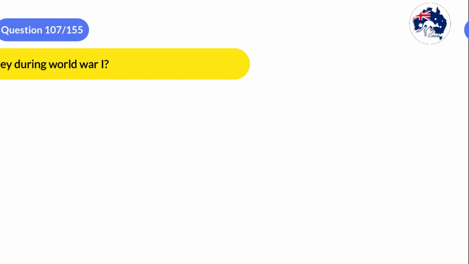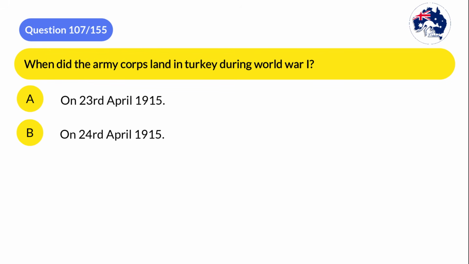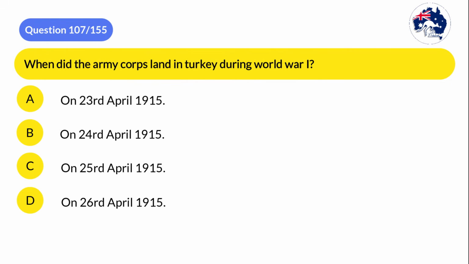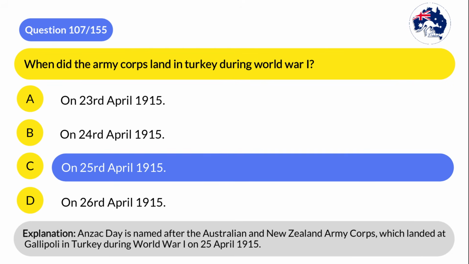Question 107. When did the Army Corps land in Turkey during World War I? A. On April 23, 1915. B. On April 24, 1915. C. On April 25, 1915. D. On April 26, 1915. The correct answer is C. On April 25, 1915. Explanation. Anzac Day is named after the Australian and New Zealand Army Corps, which landed at Gallipoli in Turkey during World War I on April 25, 1915.